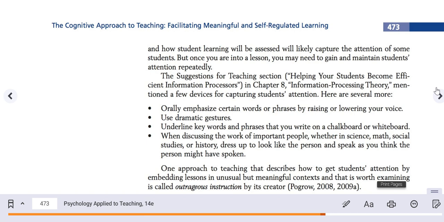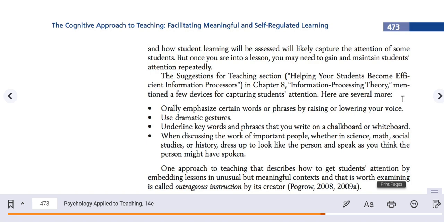But once you are in a lesson, you may need to gain and maintain students' attention repeatedly. The suggestions for teaching section, helping your students become efficient information processors, in Chapter 8, Information Processing Theory, mentioned a few devices for capturing students' attention. Here are several more. Orally emphasize certain words or phrases by raising or lowering your voice. Use dramatic gestures. Underline key words and phrases that you write on a chalkboard or whiteboard.